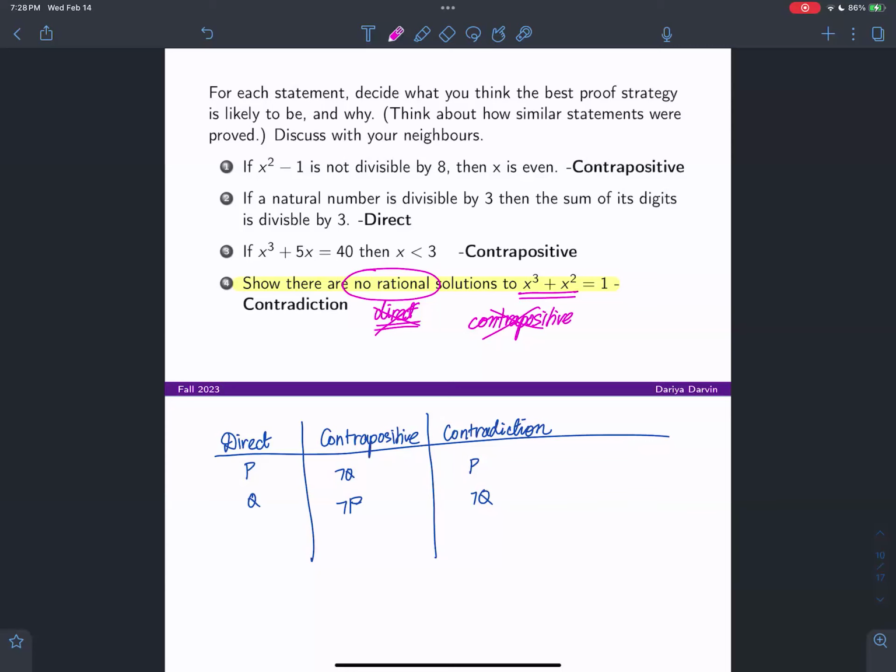Contradiction makes perfect sense because contradiction would assume there is a rational solution and show something goes wrong. So contradiction means assume the opposite. What is the opposite? There is a rational solution. Then you do the work, and you reach a contradiction. Because you reach a contradiction, your assumption was wrong, that there is a rational solution. That's wrong, so there is no rational solution.